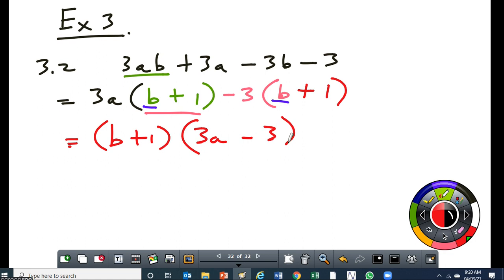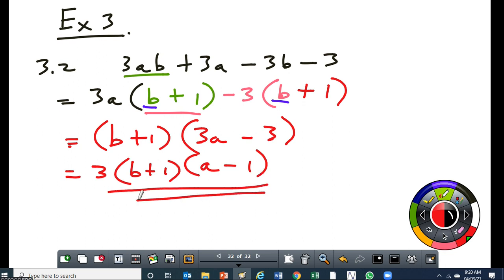Now if you look at our 2 binomial factors, the first one cannot be simplified further, but the second one can also be simplified by taking out another common factor, which is a what? The 3. So we can take out that 3, and then we can write our final answer as 3 times b plus 1 times a minus 1. If you get to this point, it means that you have completely factorized this expression.